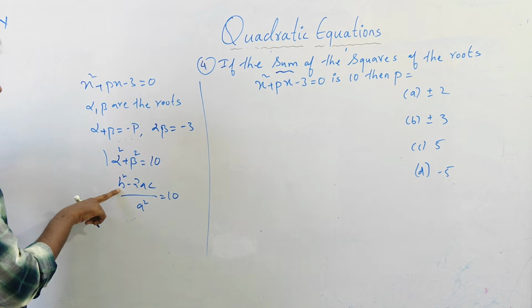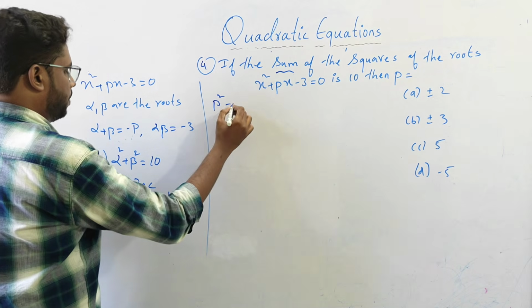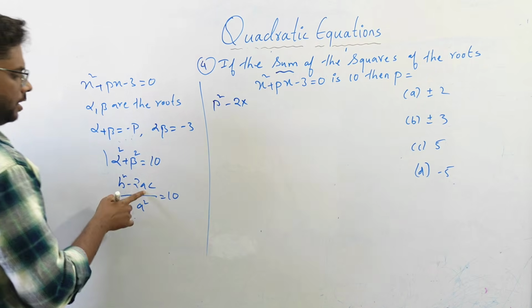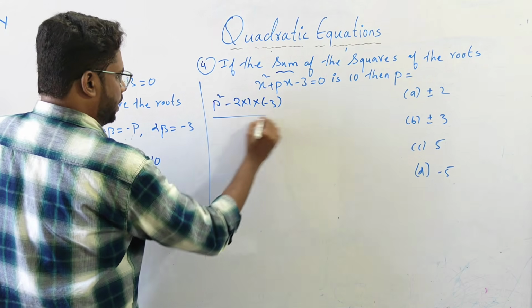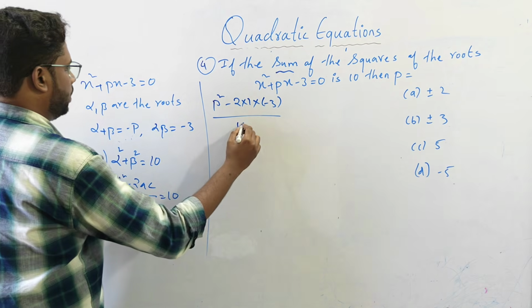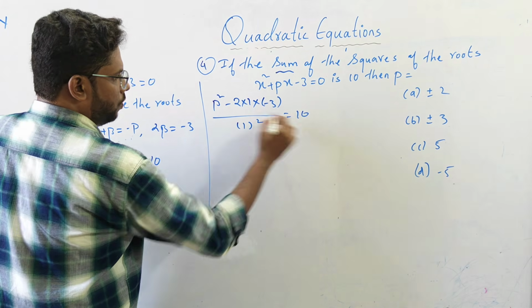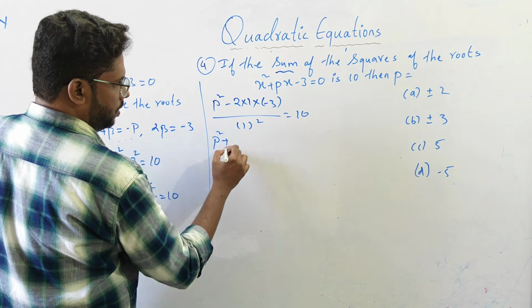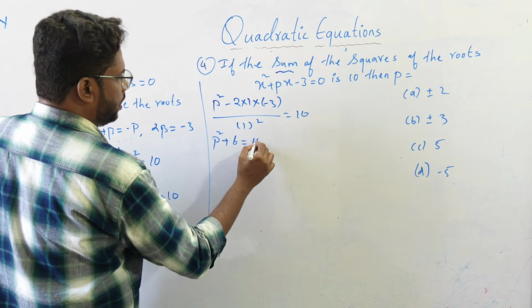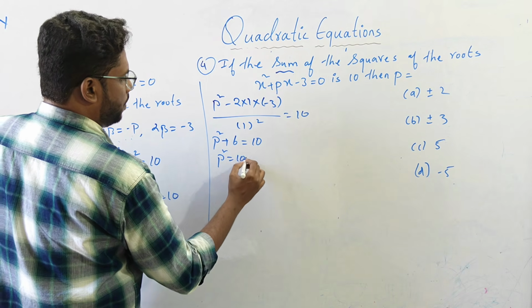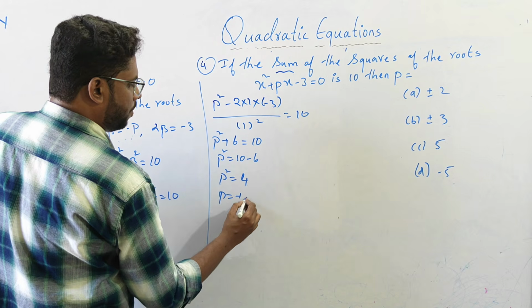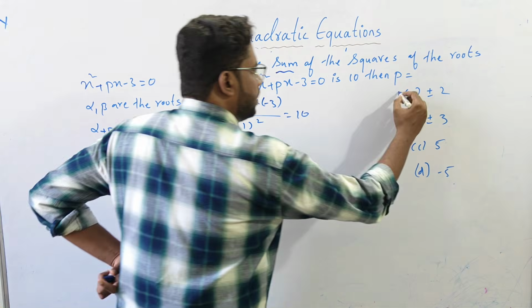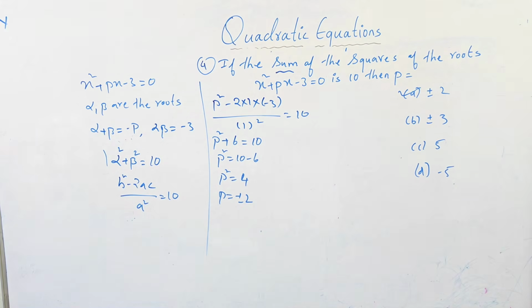So now b is what? Coefficient of x, that is p square, minus 2 into a, the coefficient of x square, that is 1, into c, the constant, that is minus 3, divided by a square, a is the coefficient of x square, that is 1, which is equal to 10. So what do you get? p square plus 2 threes are 6, which is equal to 10. p square equal to 10 minus 6, p square equal to 4, p equal to plus or minus 2. So option A is the correct answer for this question.